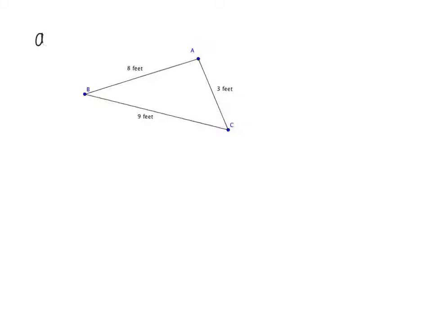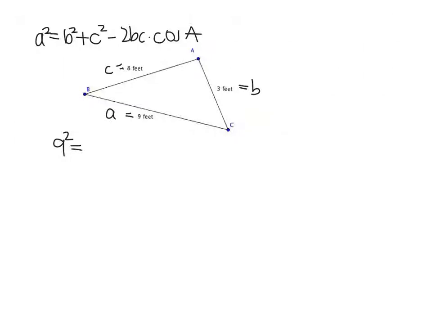So I'm going to use A squared equals B squared plus C squared minus 2BC times the cosine of angle A to solve for angle A. Plugging in what we know, 9 feet is side A because it's opposite angle A. 3 feet is side B, and the 8 feet is side C. So plugging that into our law of cosines, we have 9 squared equals 3 squared plus 8 squared minus 2 times 3 times 8 times the cosine of A.